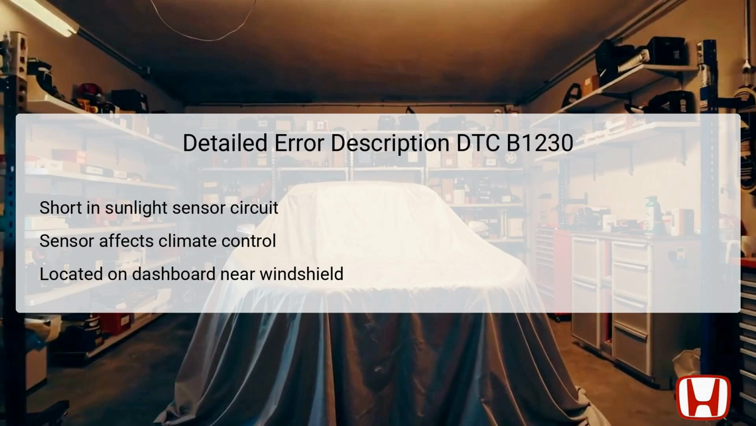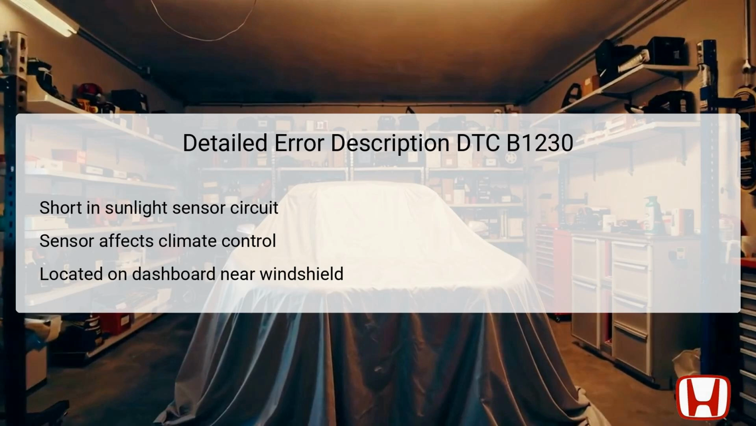DTC B1230 refers to a short in the sunlight sensor circuit. This circuit is crucial because the sunlight sensor feeds data to the climate control unit, which adjusts the cabin temperature depending on sunlight exposure. Typically situated on the dashboard adjacent to the windshield, the sunlight sensor utilizes photodetectors to measure light intensity. When it detects an increase in sunlight, the climate control unit will alter the air conditioning or heating settings to maintain comfort levels.